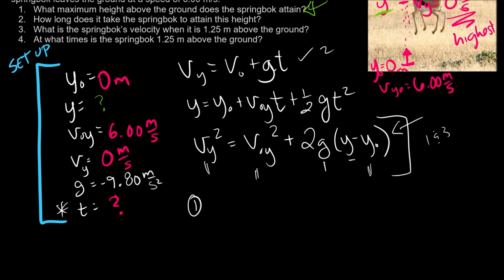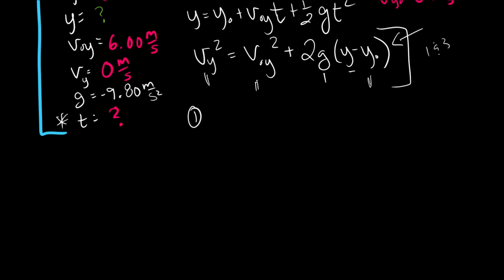And then the last one, at what times is the springbok 1.25 meters above the ground? This might be a time where we want to use this one. So tentatively that's our plan, and let's check out what we need to do for 1 to plug in our numbers and solve. So going ahead and solving for part 1, we can plug in our numbers.